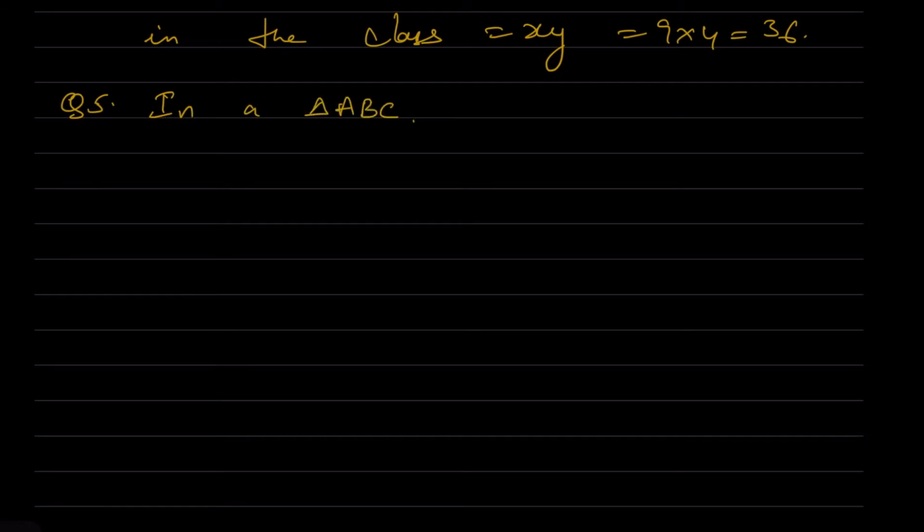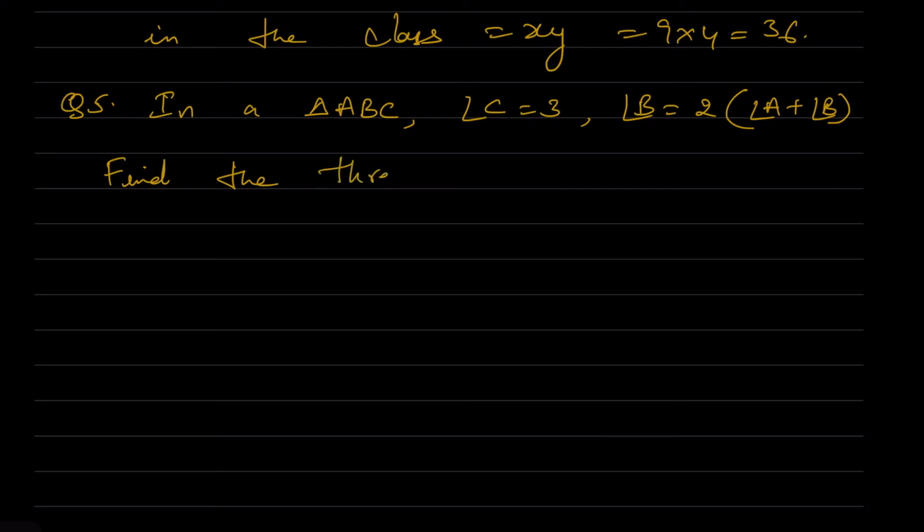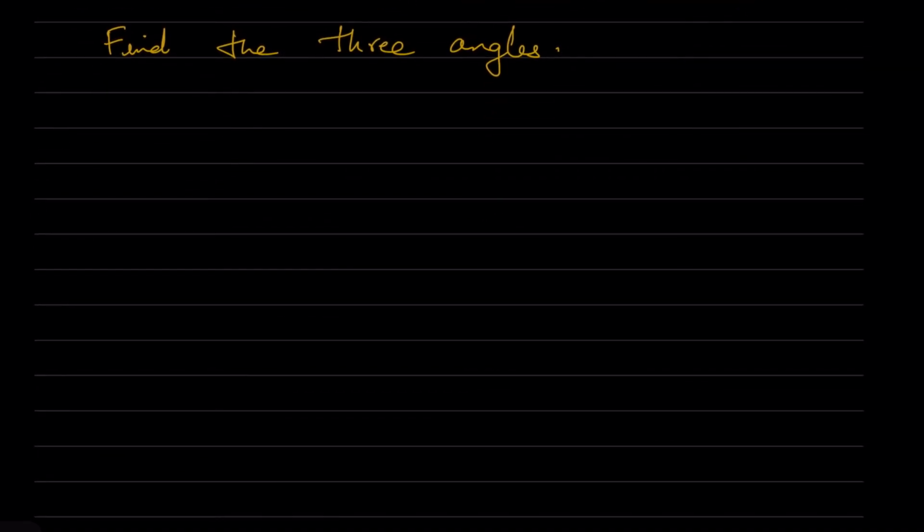Now question 5. In a triangle ABC, angle C is equal to 3 angle B, which is equal to 2 into angle A plus angle B. It is not comma over here, it is 3 into angle B. So we have to find out what are the three angles. So let angle A be equal to x degrees, angle B is equal to y degrees.